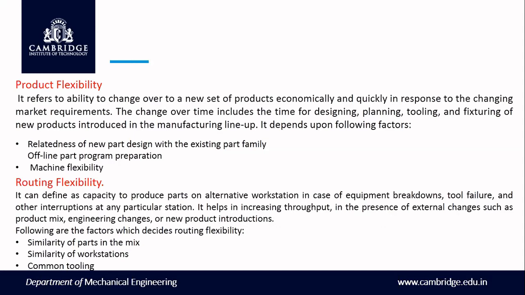If one breaks down, alternative workstations can produce the same parts when the tool or equipment breaks down, or when there is tool failure and other interruptions at any particular station. It helps in increasing throughput in the presence of external changes such as product mix, engineering changeover, or new product introduction. That is, routing flexibility is nothing but I'm producing some parts in one machine, and another machine or another workstation is also producing the same.